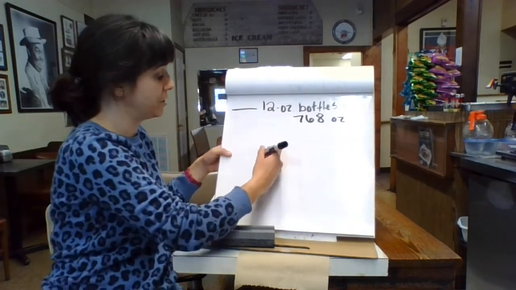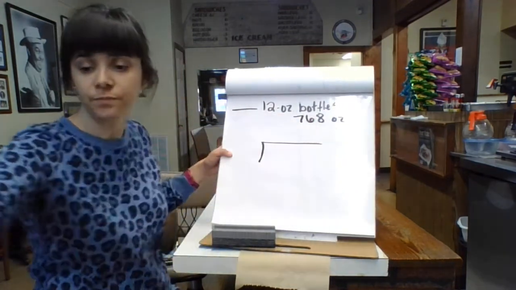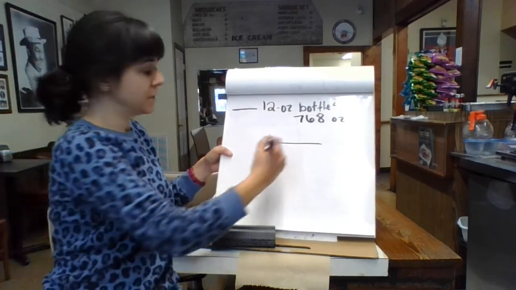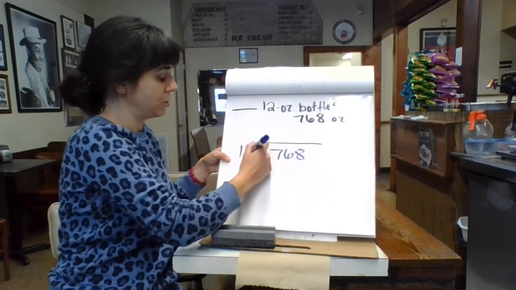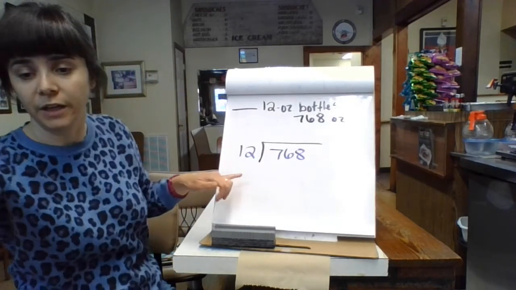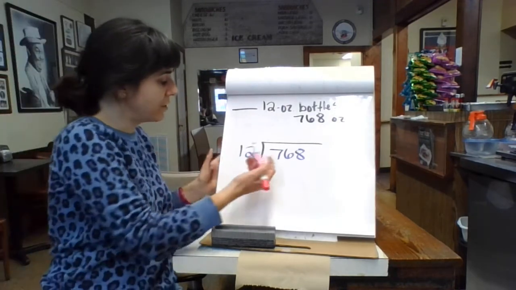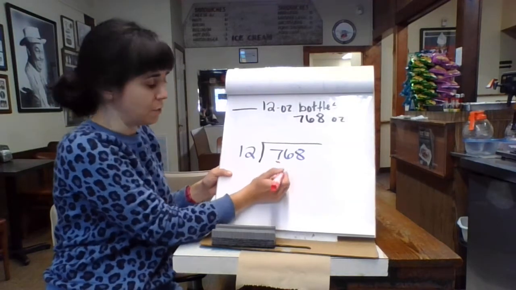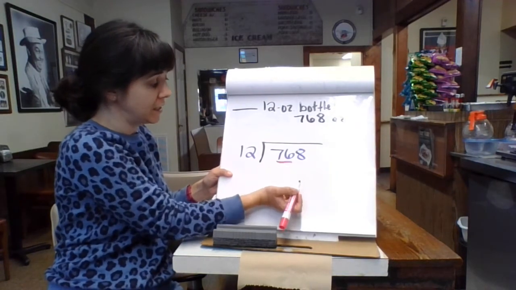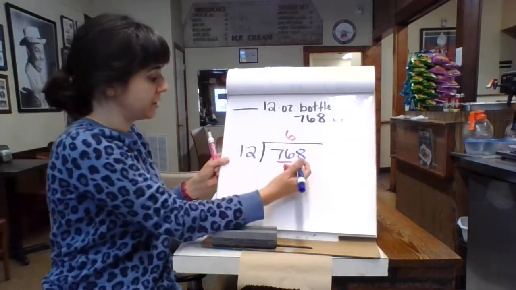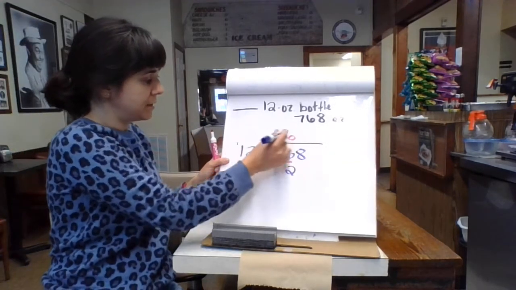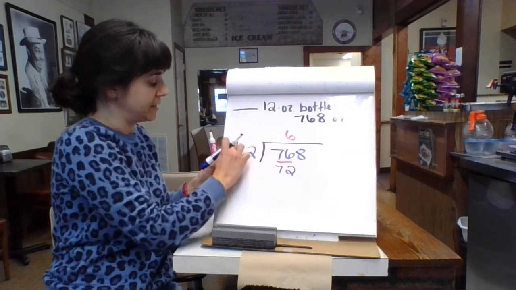So now I'm actually going to divide. So I have 768 divided by 12, okay? Let me get a different color. All right, 12 goes into 7. That's not going to work, but 12 goes into 76 6 times, okay? 6 times 2 is 12. 6 times 1 is 6 plus 1 is 7, okay?